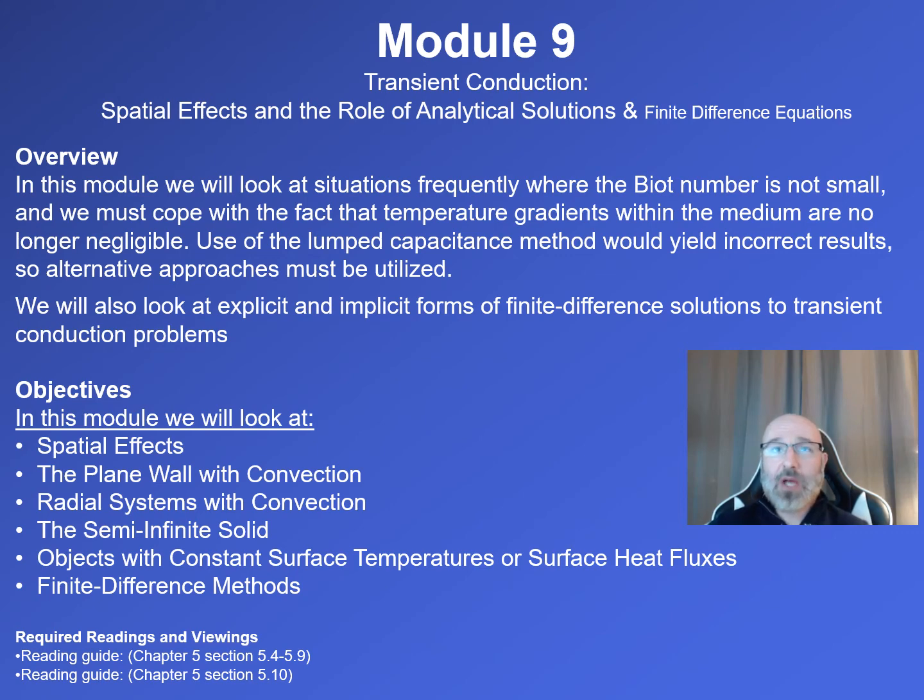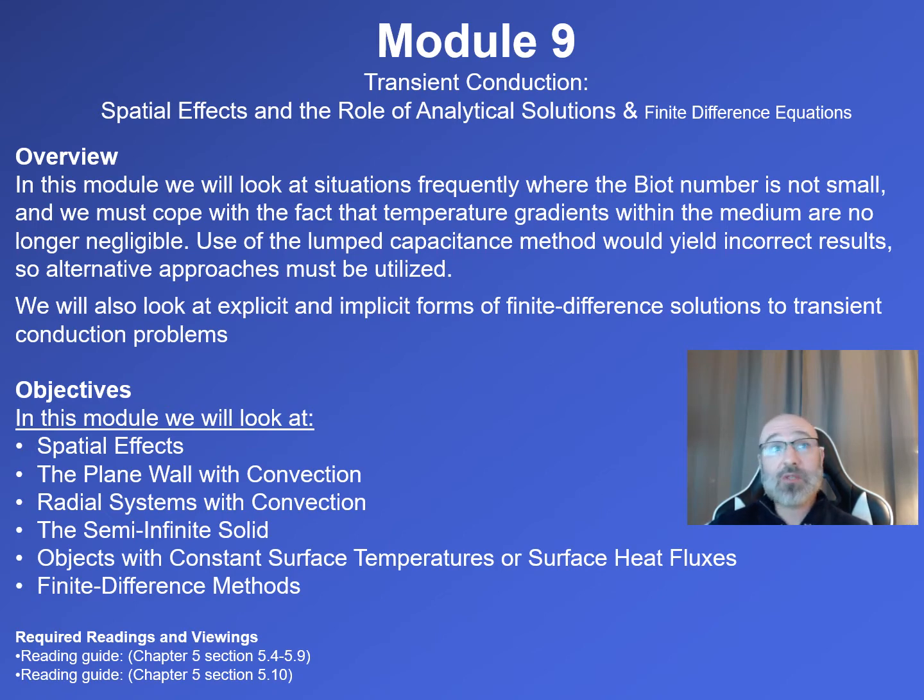So as we jump into our Module 9 here, we're finishing up our chapter on transient conduction, and again, in particular, looking at our spatial effects and the role of analytical solutions in Module 9.1. And in Module 9.2, we'll look at our finite difference equations. Within this whole module, we're going to look at situations frequently where the Biot number is not small.